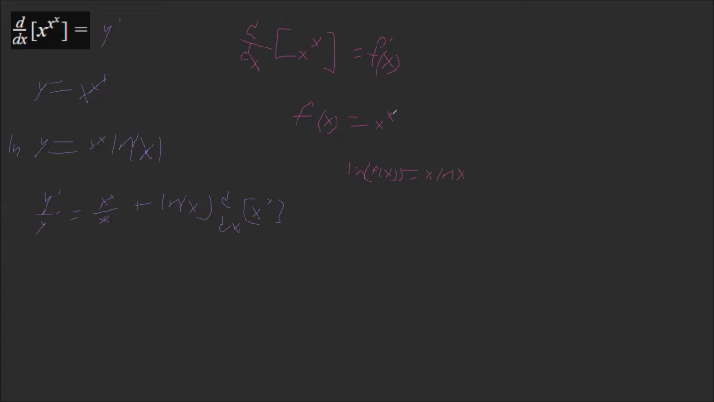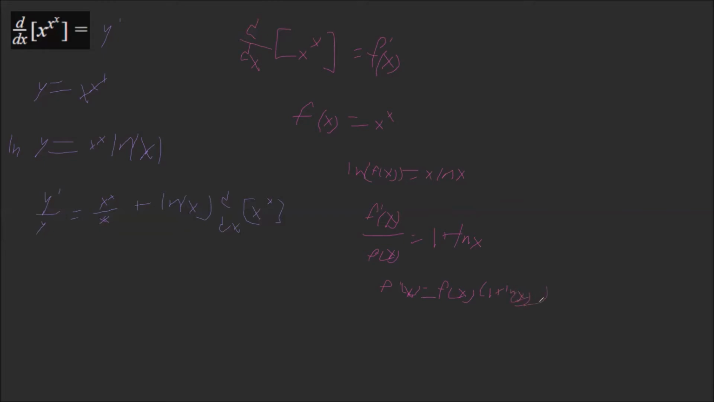And as I've said earlier, we're just moving the exponent down to a coefficient because that's what logs do. Now at this point, we are going to derive our equation. So we end up with f prime of x over f of x is equal to the derivative of this term over here, which is going to be 1 plus natural log x. And we can multiply both sides by f of x. And so we'll end up with something like this. f prime of x is equal to f of x times 1 plus natural log x.